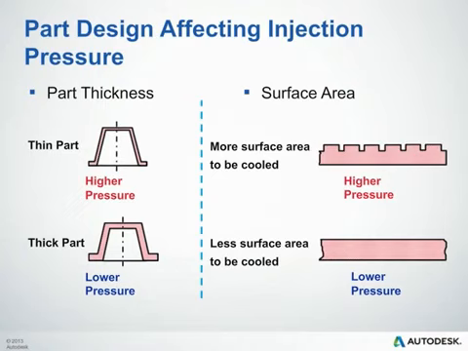Surface area can also play an impact on our injection pressure. So more surface area, typically the part will cool faster, which means our pressures will be higher. Less surface area, the part will likely cool a little slower and allow us to fill the part at a higher temperature, lowering our pressures.